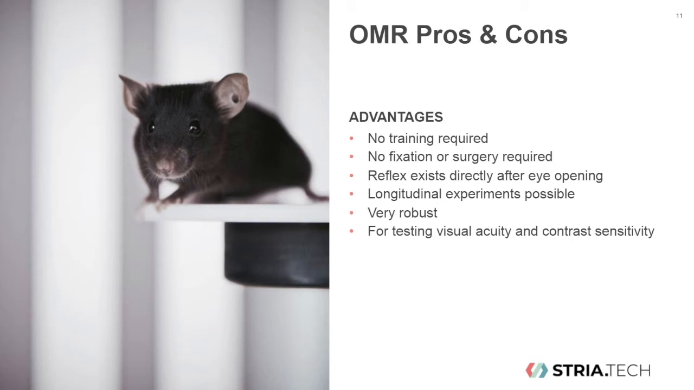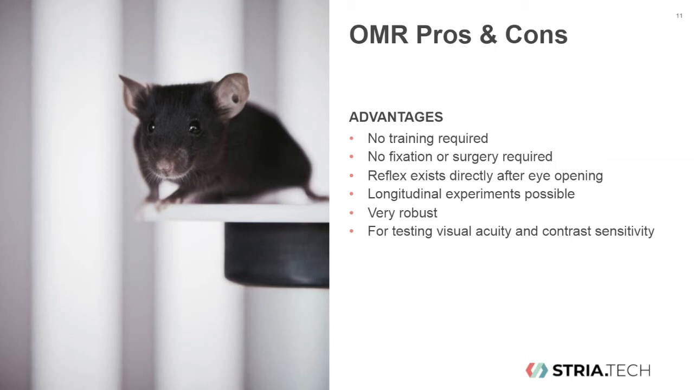Fourth, it is possible to measure an animal repeatedly and track disease progression. Fifth, the optomotor reflex is robust, which allows to recognize even small improvements of vision. And finally, one can easily explore both visual acuity and contrast sensitivity, as I have mentioned before.